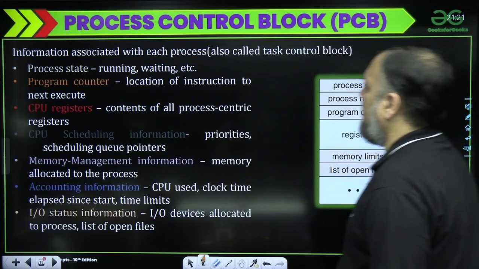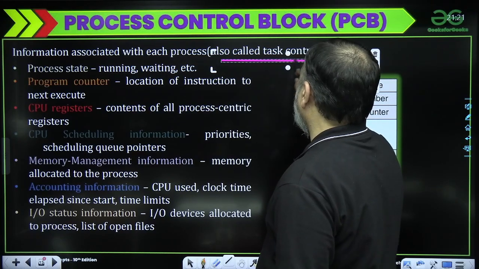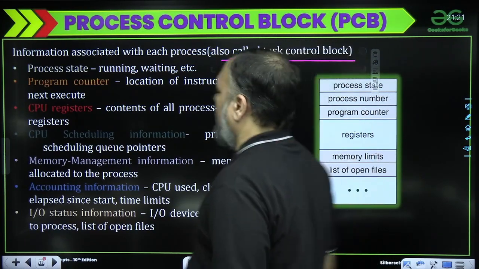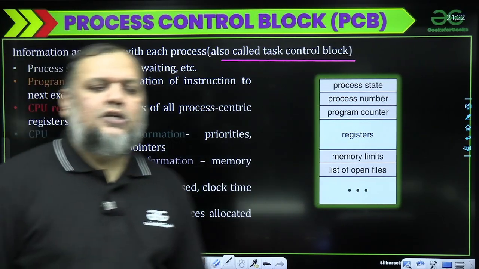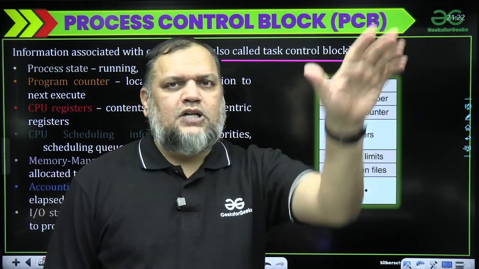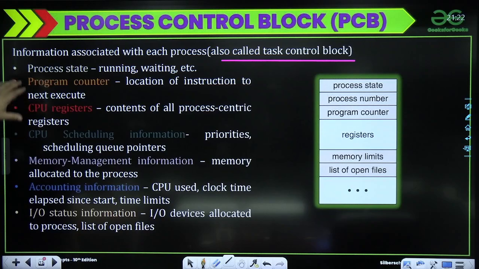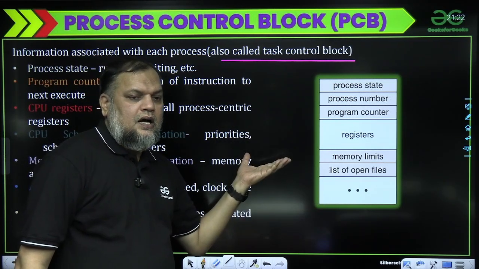So boys and girls, this is what I was talking about, the concept of process control block, also called task control block, because in operating systems like Windows, instead of using the word process, they use the word task. So task, process, application, all these are the same. Like I have process state, running, waiting, etc. Program counter, CPU registers, CPU scheduling information, memory management information, accounting information, input output status information. All these are attributes of the process which are stored in a process control block, in a data structure. This is one of the important data structures of the process.